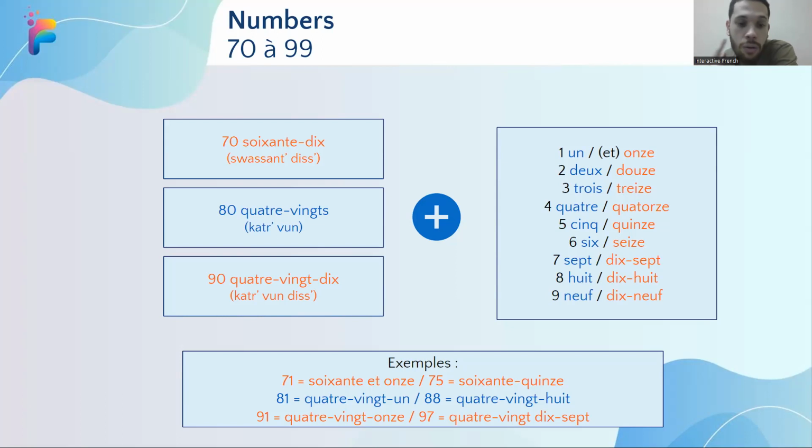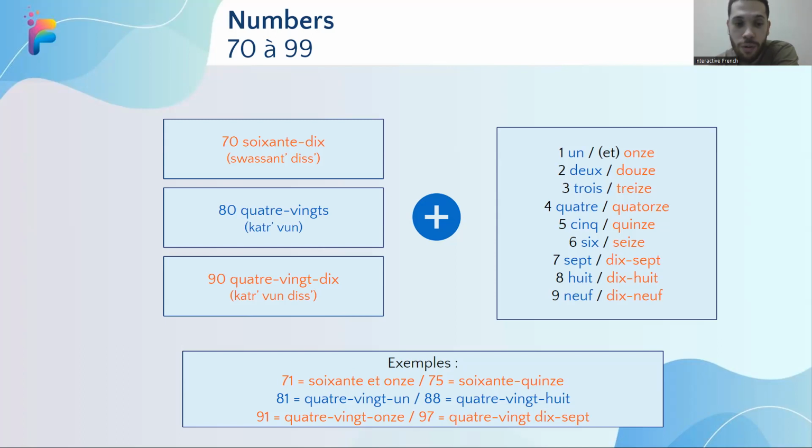And so the 90 is something similar to 70. We added the 10. So basically, when we say 90, it's 4 times 20 plus 10. 4 times 20 plus 11, 4 times 20 plus 12, 4 times 20 plus 13.